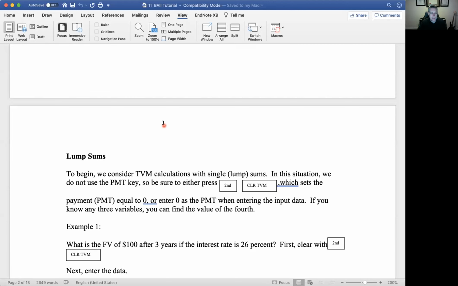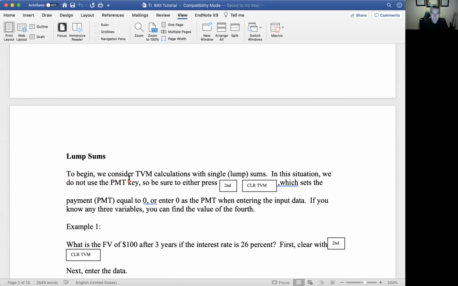Like, for instance, maybe I'll loan somebody some money. So I've got a friend, he needs $10,000, and I've got $10,000 in the bank, and I'll tell him, okay, I'll lend it to you for a year, but at the end of the year, you need to pay me back the $10,000. That's a lump sum. So it's just a one-time single payment, all in one lump. So let's go ahead and practice this.